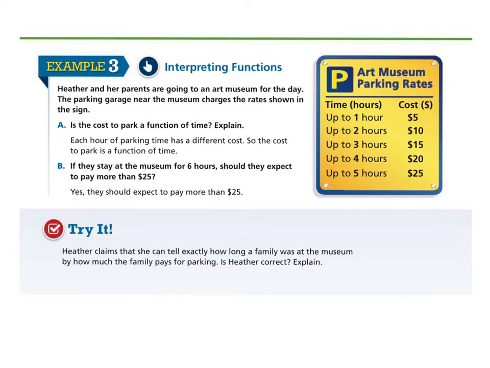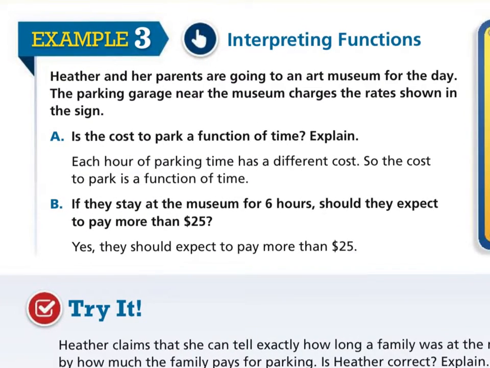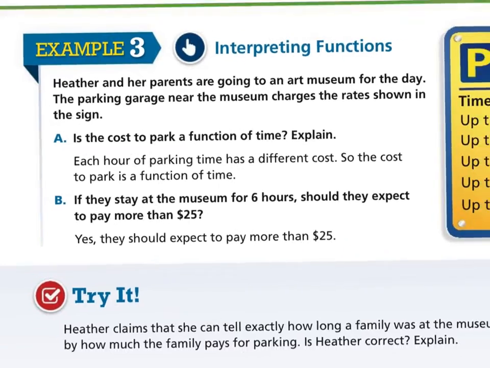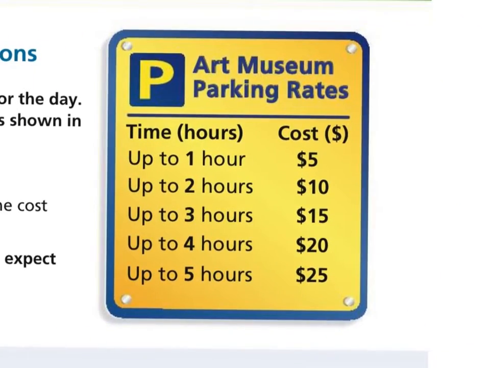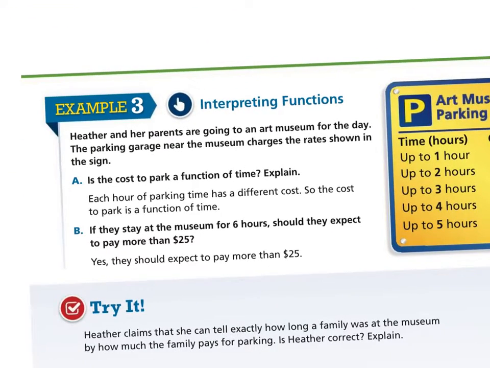So example 3, Heather and her parents are going to the art museum for the day. The parking garage near the museum charges the rates shown in the sign. Is the cost to park a function of time, and explain? So if we look at the sign here, up to 1 hour is $5, up to 2 hours $10, up to 3 hours $15, and so on. So for an amount of time, like if I'm there for 52 minutes, I'm going to pay $5. So that's okay. That looks good. So that would be a function.